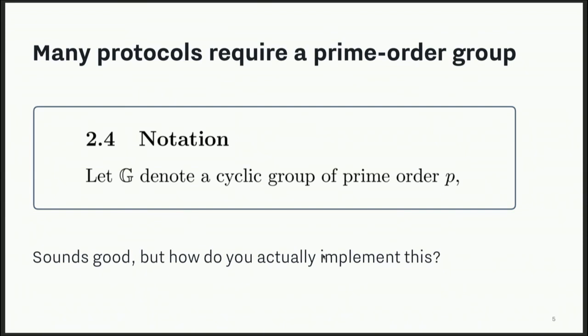So in a paper, you'll see a sentence like this: let G denote a cyclic group of prime order P. This is from the Bulletproofs paper. And as an implementer, you're supposed to have one ready that you can use to instantiate the protocol. But how do you actually implement that? Probably you want to use an elliptic curve, but what kind of elliptic curve would you want to use?